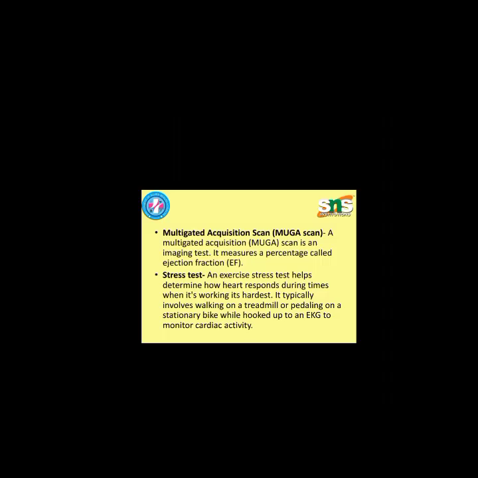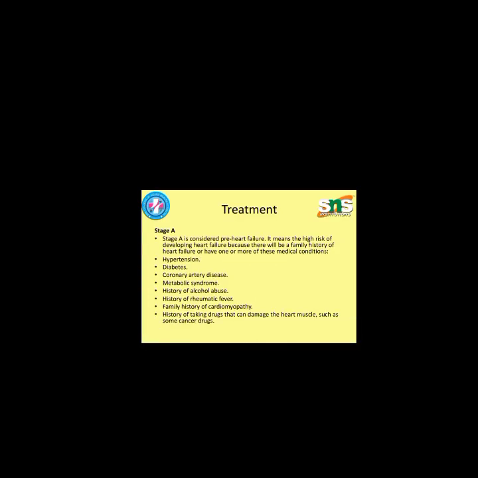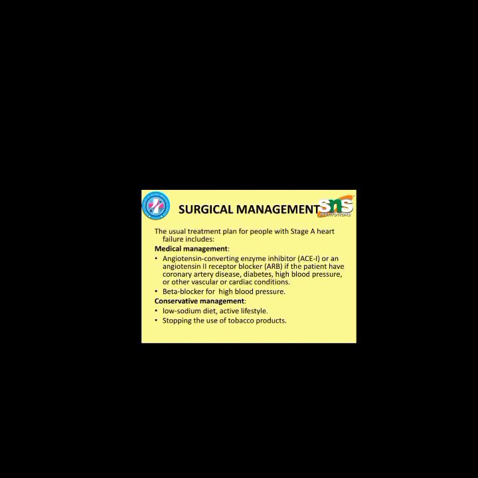And prevention of heart failure: controlling conditions such as hypertension and diabetes mellitus, regular physical activity, healthy diet, maintaining a healthy weight, reducing and managing stress. And then treatment: there are stages of treatment: stage A, stage B, stage C, and final stage D. In stage A, we can treat the patients symptomatically, with medical management like angiotensin converting enzyme inhibitors and angiotensin 2 receptor blockers. The conservative management for stage A heart failure: low sodium diet, active lifestyle, stopping the usage of tobacco products.